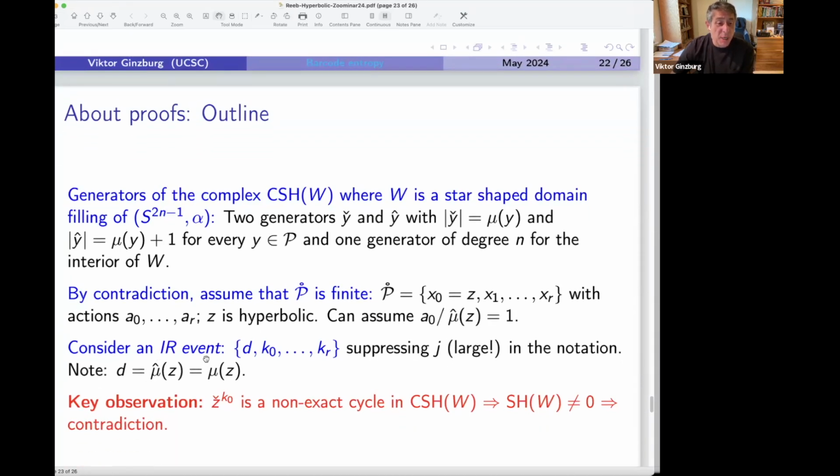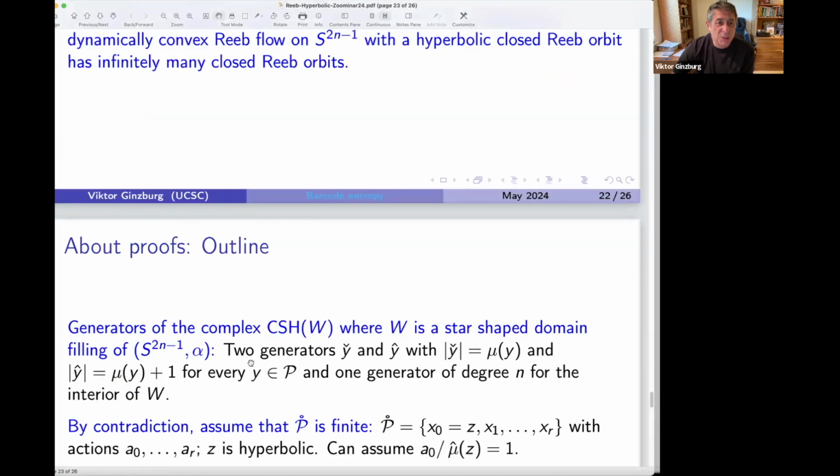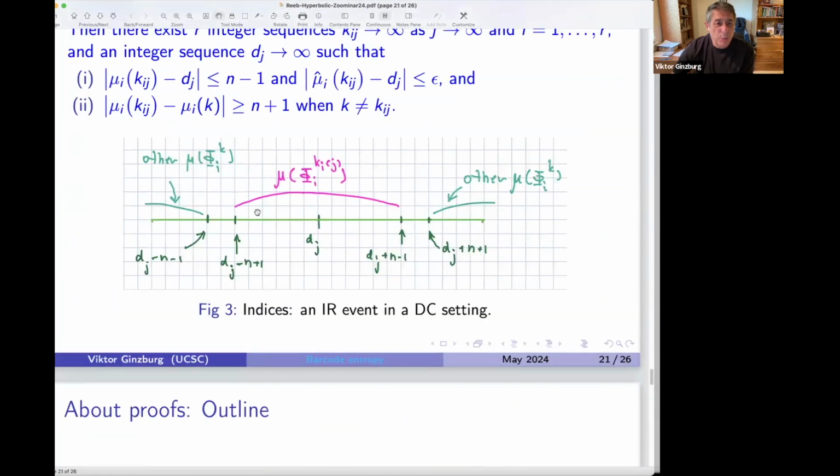Let's consider an index recurrence event. I have a sequence of iterations, and I have some index d about which the Conley-Zehnder indices of iterated orbits are centered.